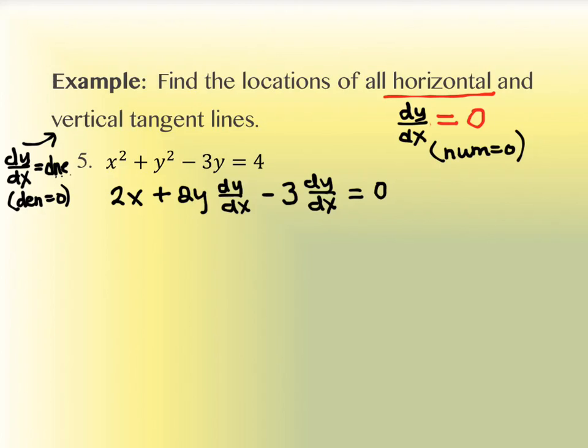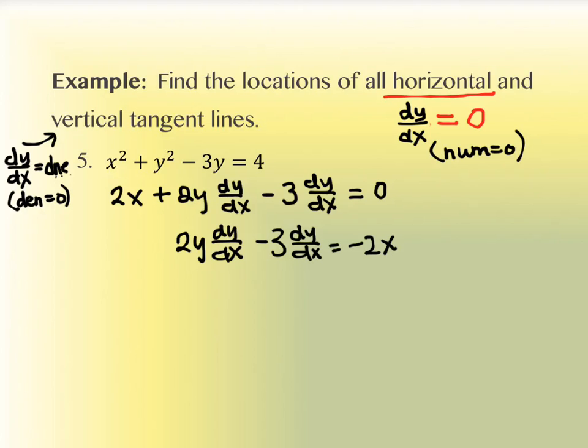Okay, now we've encountered this before, that is having multiple dy dx's. What did we do? Eventually, but before we factored, what did we do? Yeah, we need to move the 2x because it doesn't have a dy dx in it. So first thing is to move the 2x to the other side. So I've got 2y dy dx minus 3 dy dx equals negative 2x.